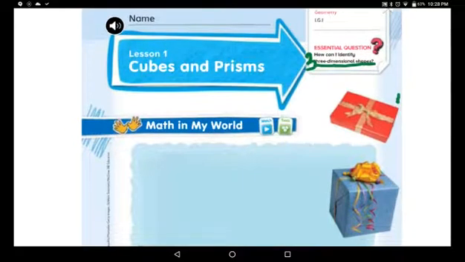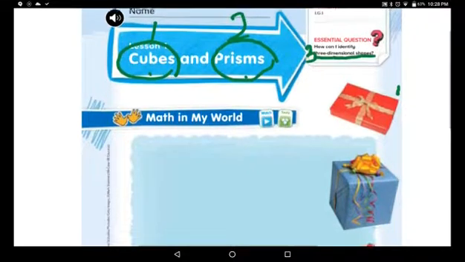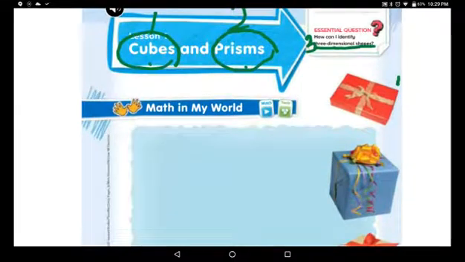Today we will learn about cubes. This is the first shape, and about prisms. This is the second shape you will learn today. So these two shapes, we call them three-dimensional shapes. Cubes are under three-dimensional shapes. Prisms are under three-dimensional shapes. Okay?